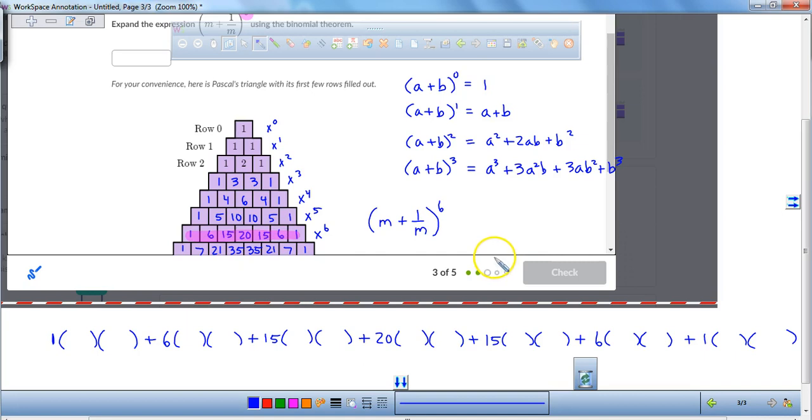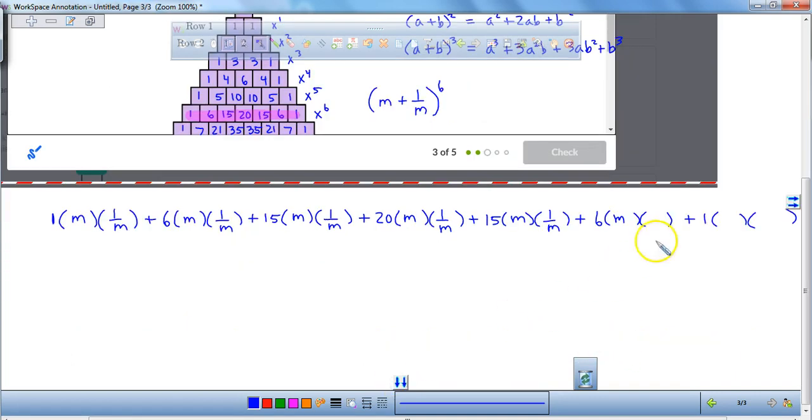So here's what I'd like you guys to do. We're going to call this our A. We're going to call this our B. So I want you to put your A here, and we're going to put B here. I'm just going to put it in the slot. So there's your m, there's your 1 over m, m, 1 over m, m, 1 over m.